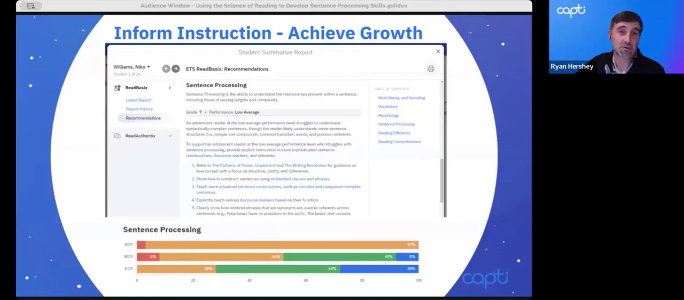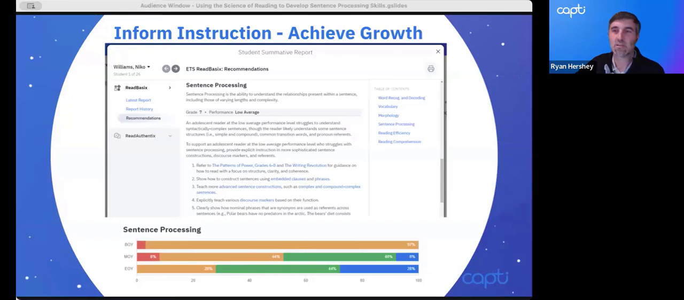Hopefully we can provide targeted instruction to meet the learner's need and see students develop, moving into stronger performance levels in each foundational skill. And at the bottom is an example of a growth chart, where we can see how the skills in that class in sentence processing moved from the beginning of the year, where they were all in the weak or low average performance level. By the end of the year, we even have a good percentage of students in the strong performance level.